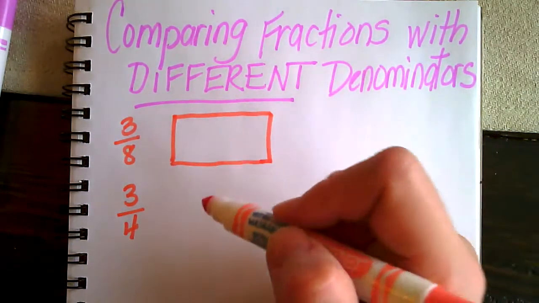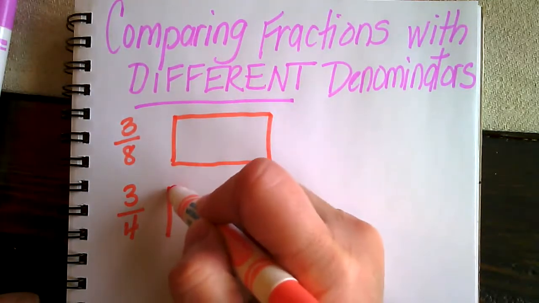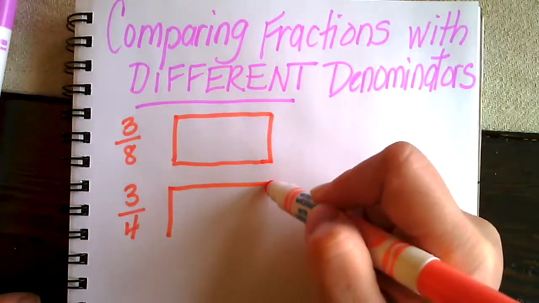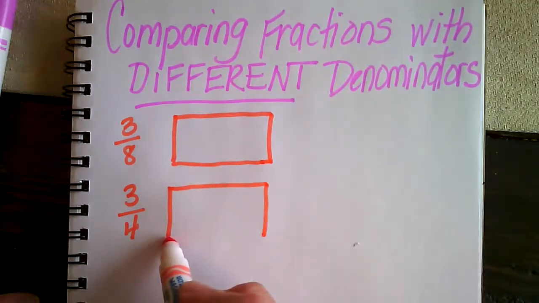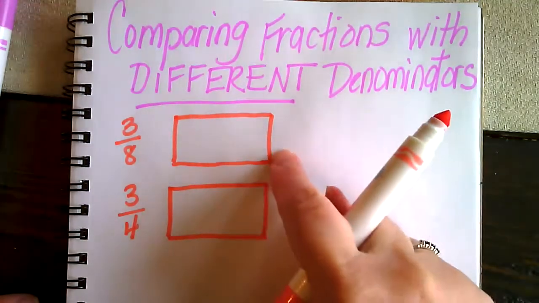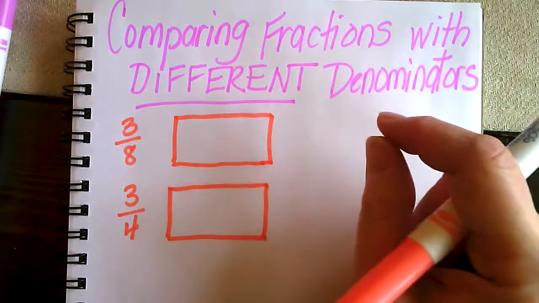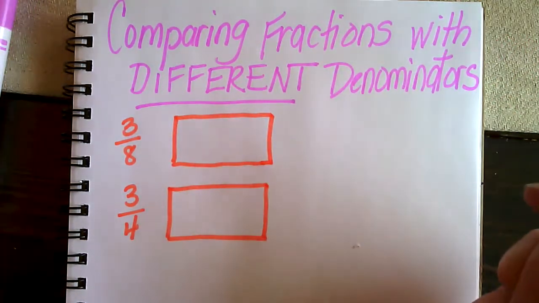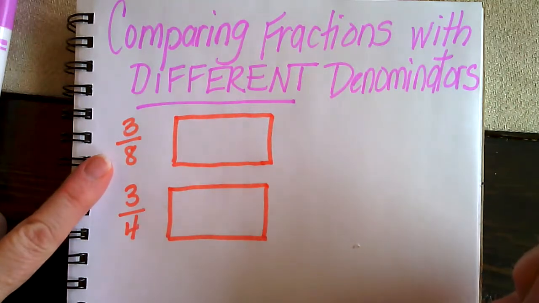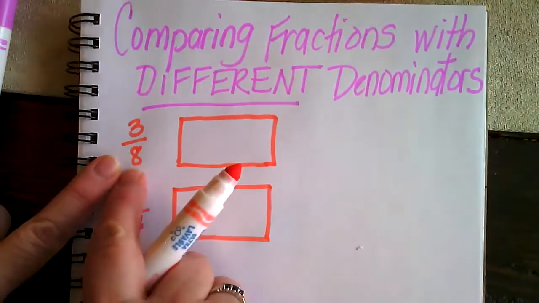Alright, so here's my whole, and let's do another whole for our second pan. And let's copy it. Let's make sure it is approximately the same size. We can't compare fractions unless our whole is the same size. So in our first picture, let's go ahead and divide that into 8 equal groups.